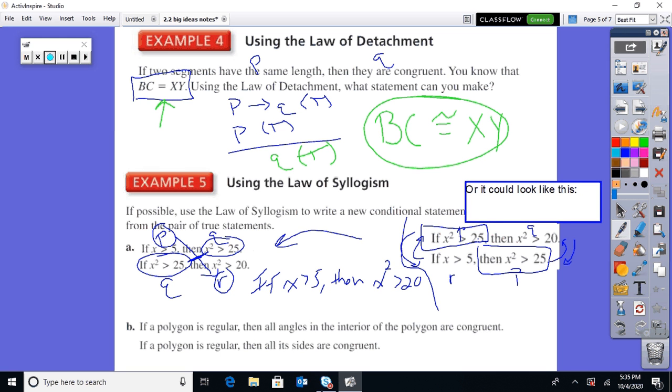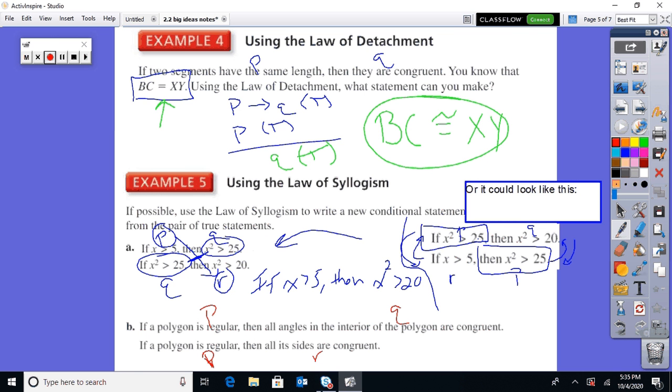All right, now look at part B. Watch how this is different in part B. If a polygon is regular, then all angles in the interior are congruent. Now look at the second one. If a polygon is regular, there's your P again, then all sides are congruent. There's your R. But see how this doesn't flow logically?